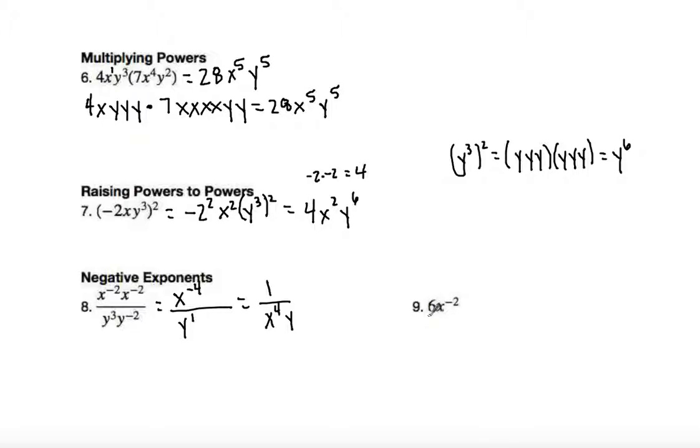On number 9, 6 times x to the negative 2. The only piece that has the negative exponent is the x, and so the 6 is going to stay where it is, but the x to the negative 2 is going to need to move. The first thing you should do, though, if you don't have a fraction, is turn it into a fraction. So I'm going to make this 6x to the negative 2 over 1. So having this over 1 now creates this fraction, and I can move this x to the negative 2 to the bottom where it will become positive, and I've eliminated my negative exponent.